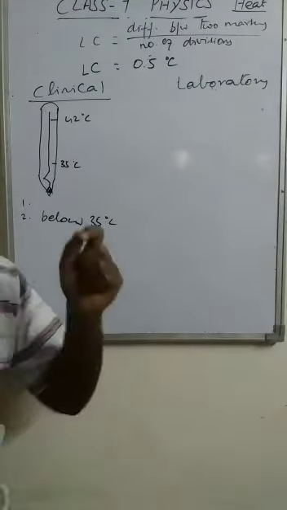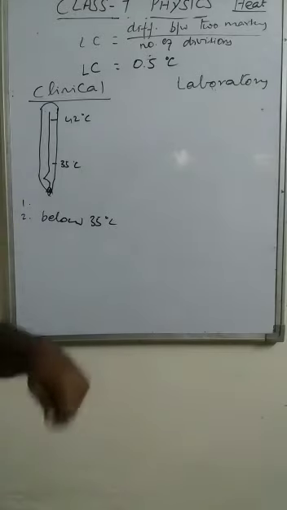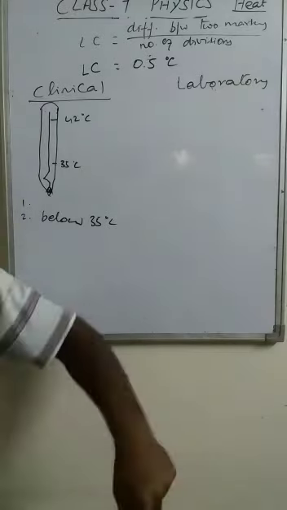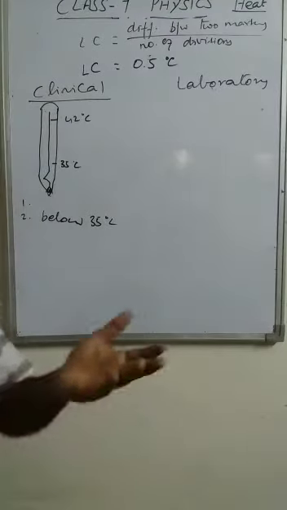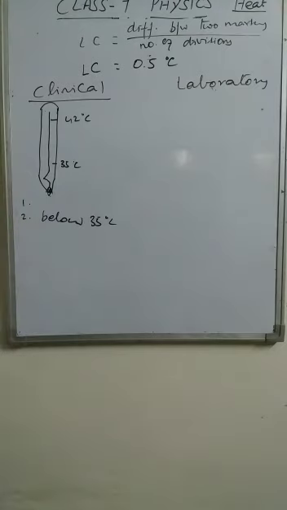What happens on giving the shaking, the jerking? If the mercury level is above 35 degrees Celsius, definitely by the jerking, it comes down below 35 degrees Celsius. If it is below 35 degrees Celsius, now it is ready to use to measure the temperature of another patient. So we must ensure that the mercury level is below 35 degrees Celsius.